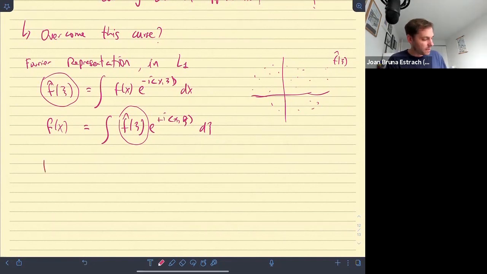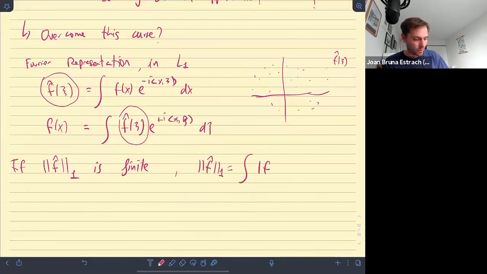And this is really the idea that if the Fourier transform is integrable, is in L1, right? So if this thing is finite, yes, and this L1 norm is just the sum of the absolute value. So instead of asking for the Fourier coefficients to decay very quickly, now I'm asking these things to be integrable, right? So if this thing is integrable, then what?